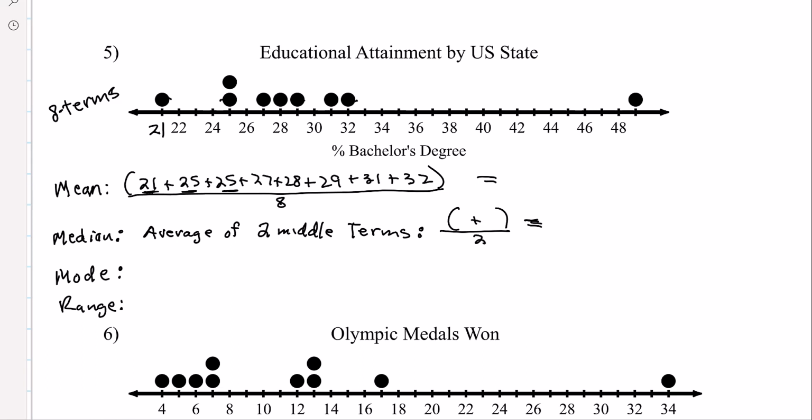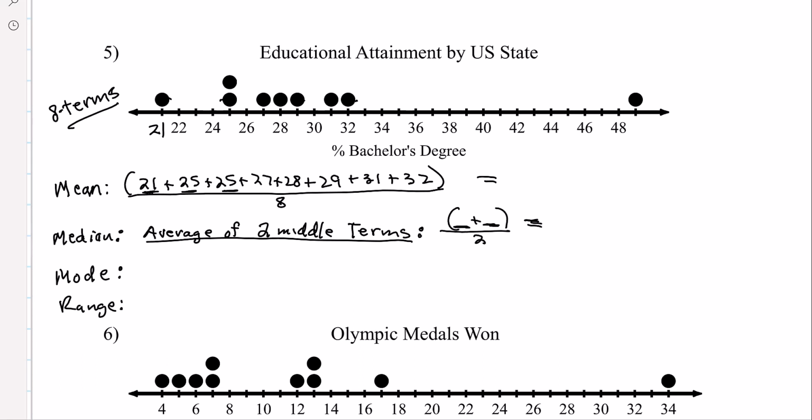And then you're going to divide that by 8. There's 8 terms. So the tricky thing is, when you find the median, you find the 2 middle values, add them together, divide it by 2. The median will be the average of the 2 middle terms.